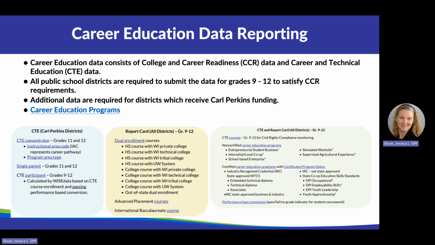These 3 bubbles depict data elements that are reported to DPI, specifically for CTE and with Carl Perkins and report cards. So career education data consists of college and career readiness data and CTE data. CTE data is often referencing Carl Perkins. All public school districts are required to submit the data for grades 9 through 12 to satisfy college career readiness requirements. Additional data are required for districts that receive Carl Perkins funding.